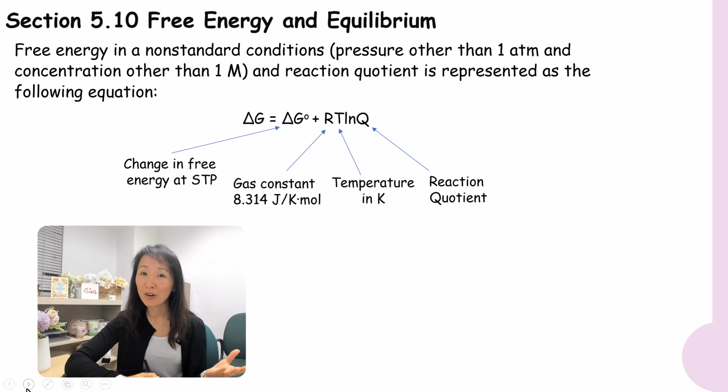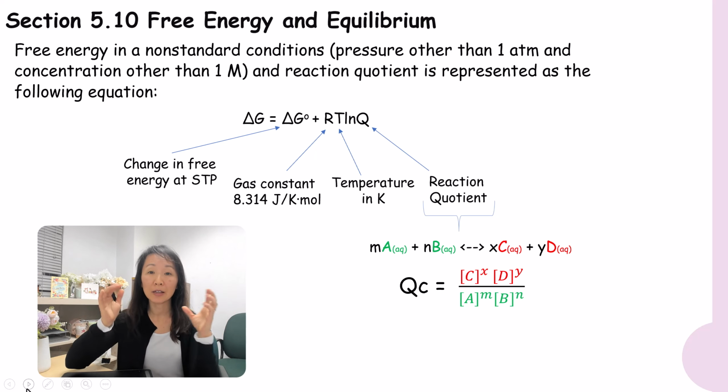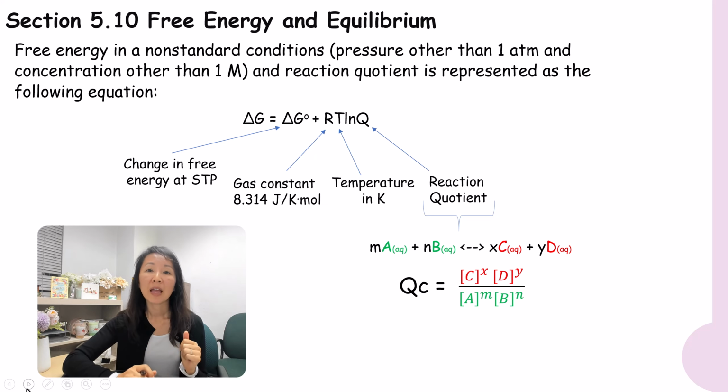I don't know if you recall, this is the reaction quotient, and it stems from when we got the product over the reactant, and then we had the exponent as part of its coefficient in a balanced equation right here, the x, y, m, and n. So this equation is used when it's non-standard conditions. So it's not 25 degrees, it's not at 1 atm, it's at a totally different number.